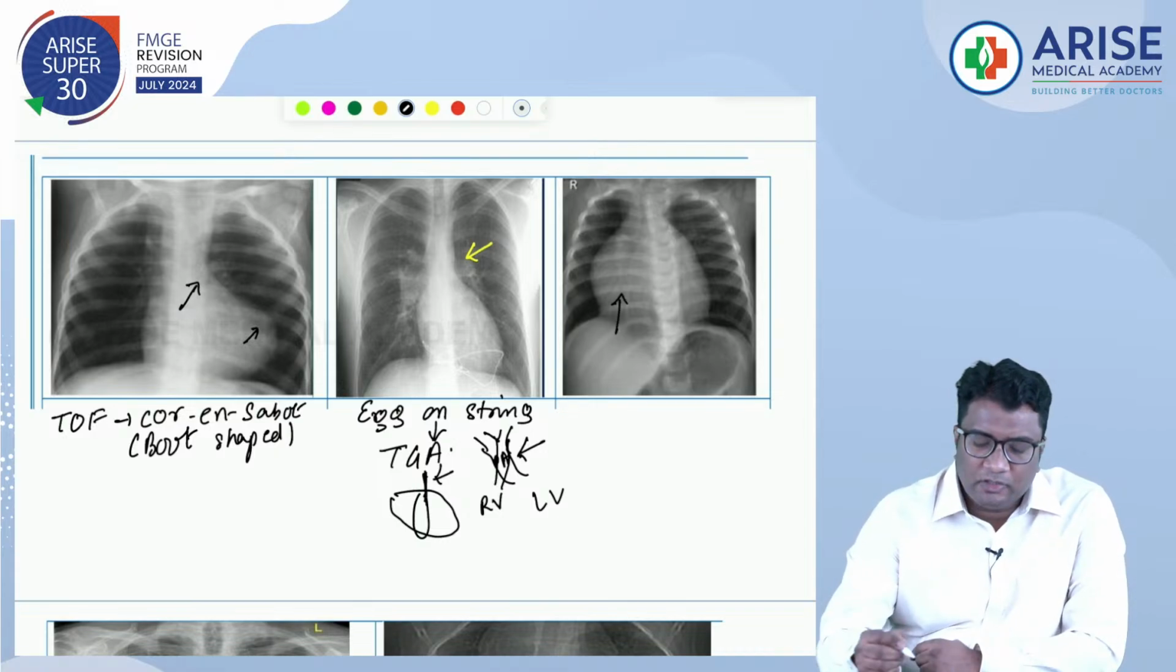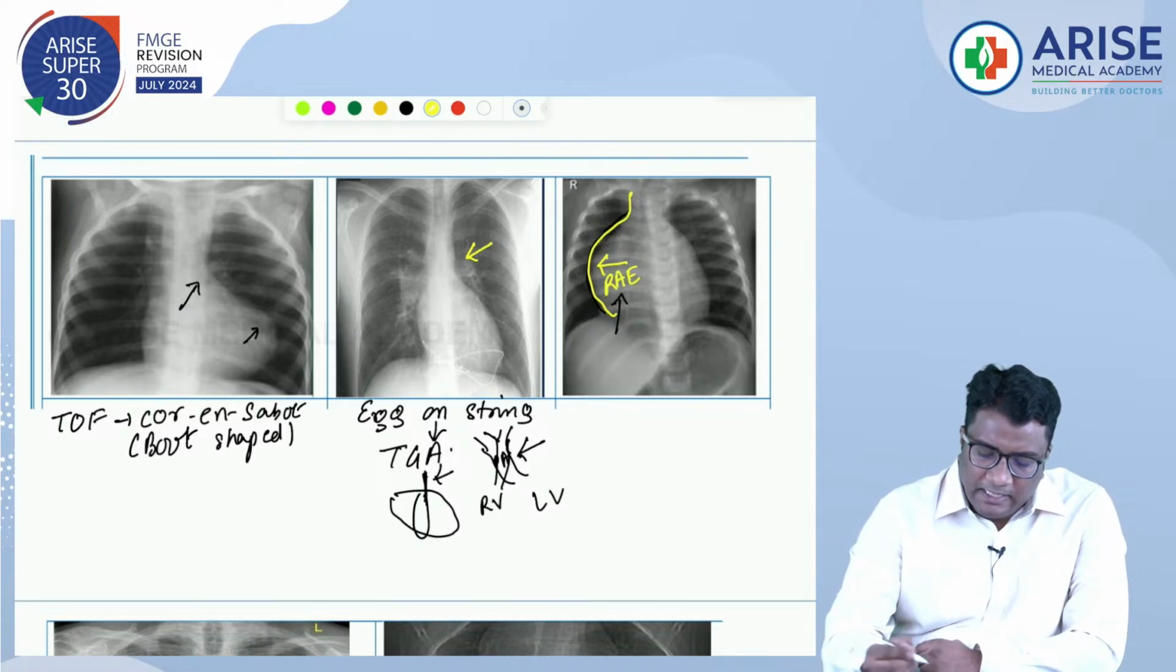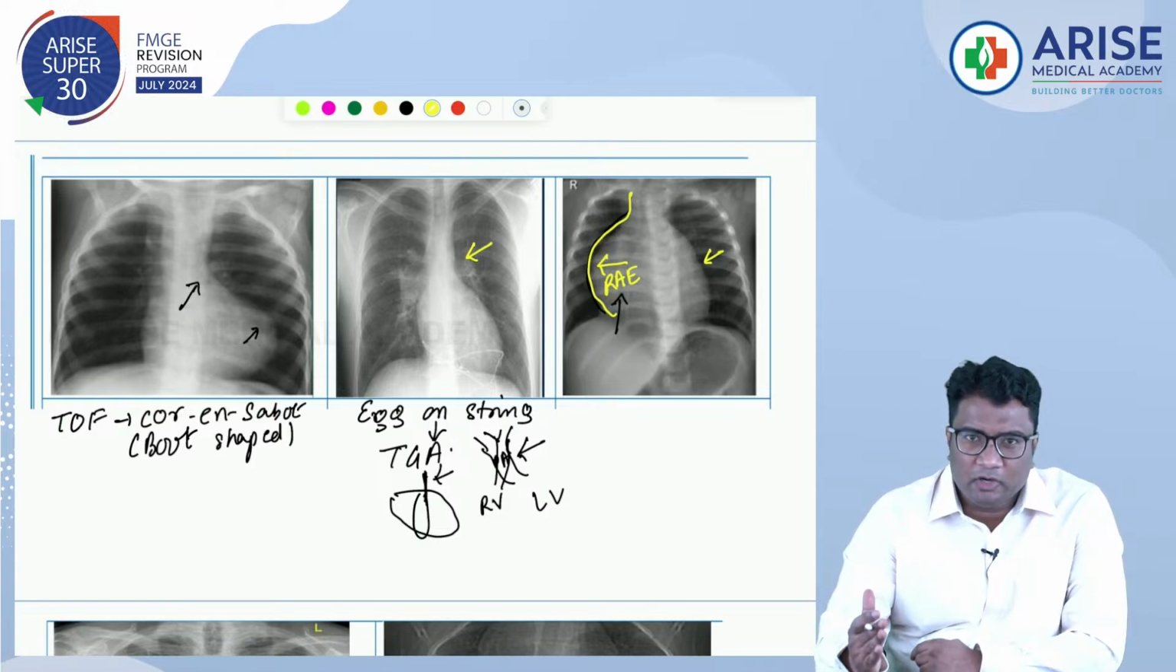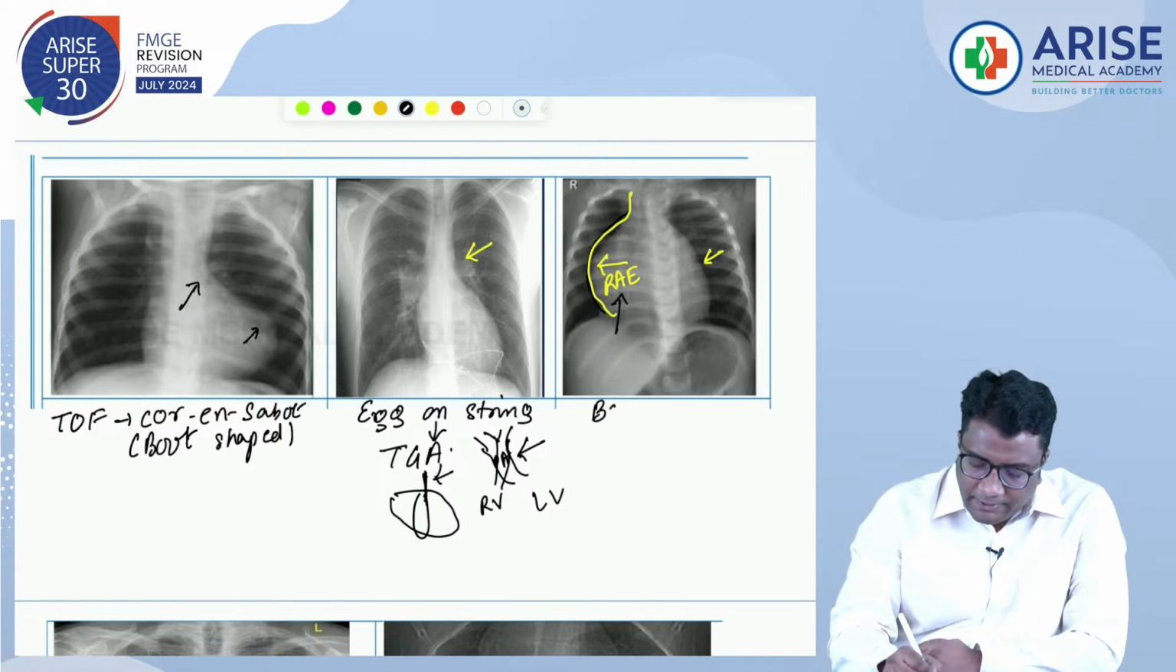And look at this image. What do you see here? Here you can see the right heart border going more towards the right. That is suggestive of right atrial enlargement. And look at the left heart border. Left heart border is normal, but the right heart border is more towards the right, giving the appearance of a box-shaped heart.